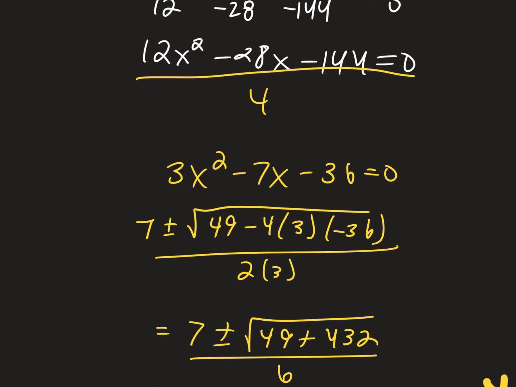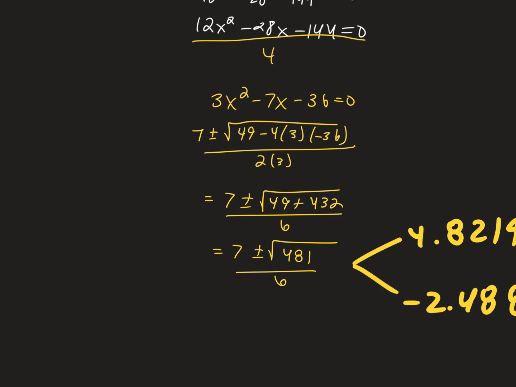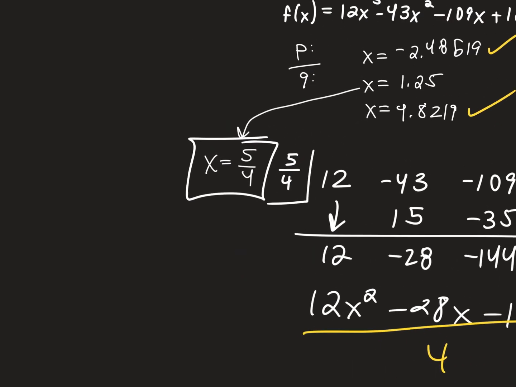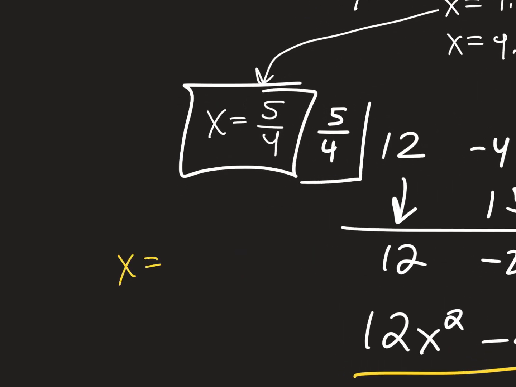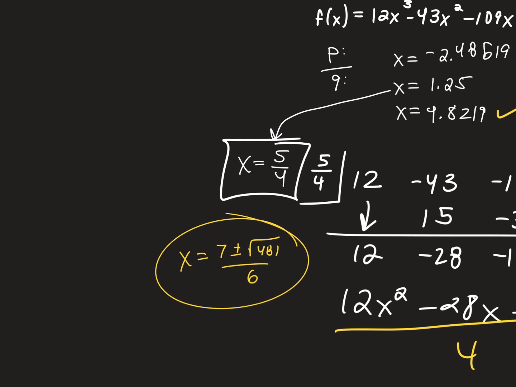So are these our other two solutions? Yes. So you have x equals 5/4, and then you have x equals, what was it, 7 plus minus square root of 481 over 6. How many solutions do you have here? 3. How many x-intercepts do we have? 3. How did you know that by looking at it graphically? Because it crossed over 3 times.